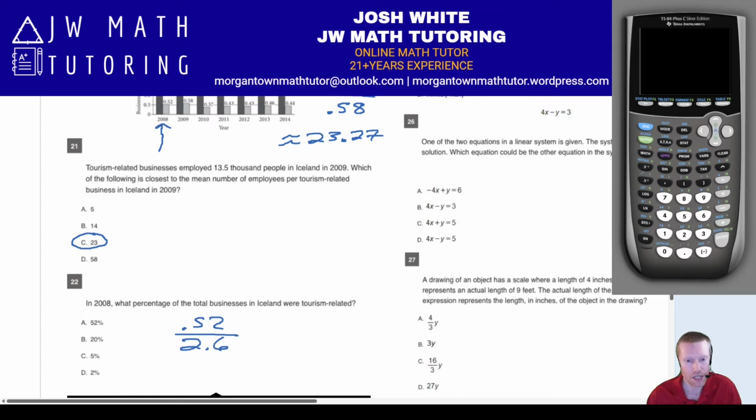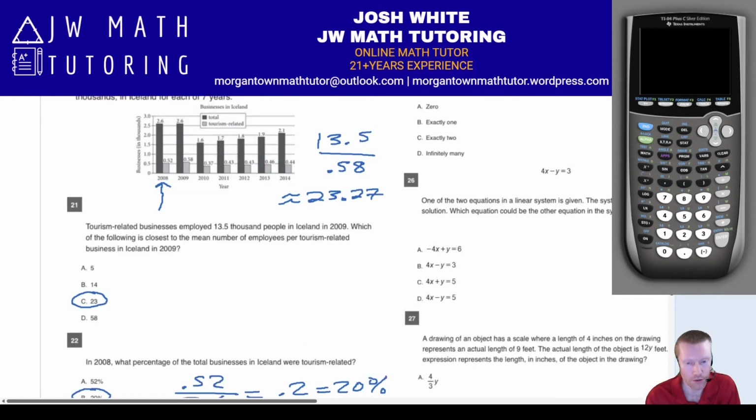Again, you don't need to convert these to 520 and 2,600. You can just keep them in this form and just divide the numbers that way, because you're basically getting a percentage. So you go ahead, you do this on the calculator. It comes out exactly to 0.2, which is then just equal to 20%. So the correct answer is going to be letter B. 20% of the businesses in Iceland in 2008 were tourism related.